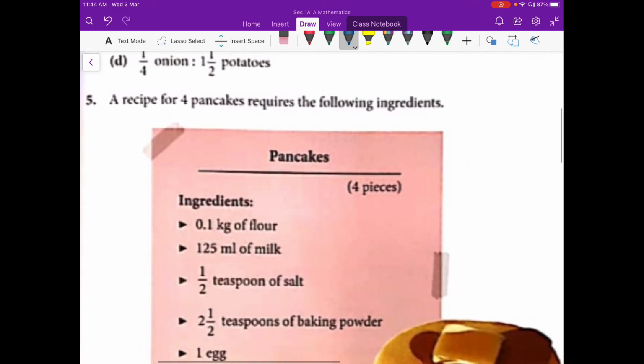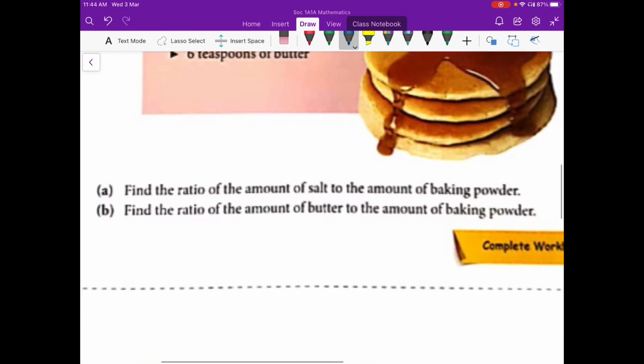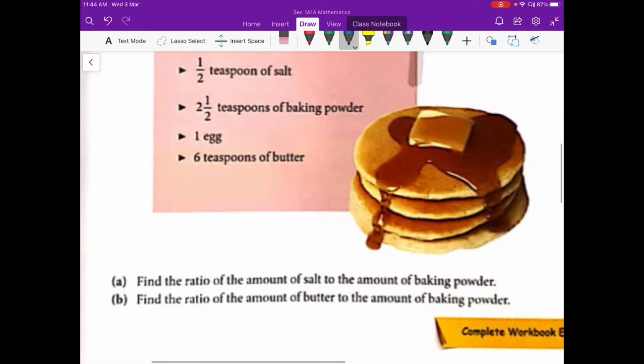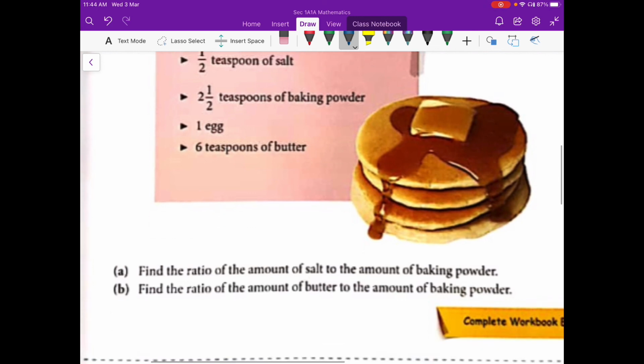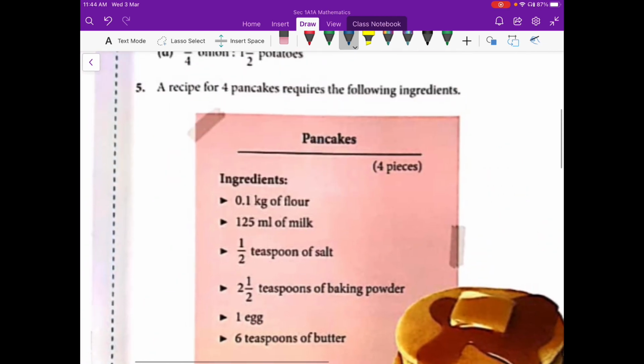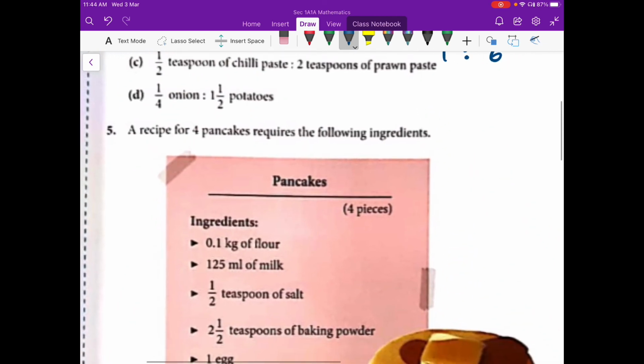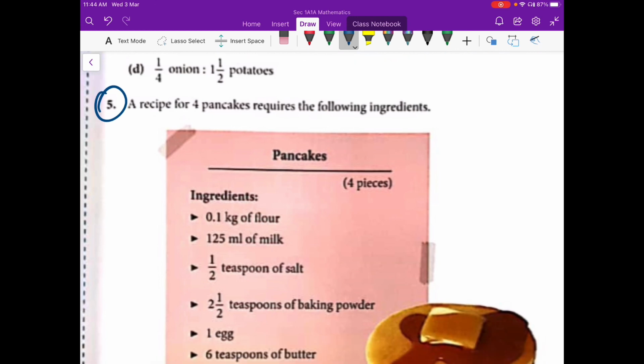Okay, next. Question 5. You want to try? Then what do you want? Huh? Oh, you want this? I don't have. No prize. Okay. Then I make you try. Okay, you will do the next one. Question 5. Okay, you're doing the next one.